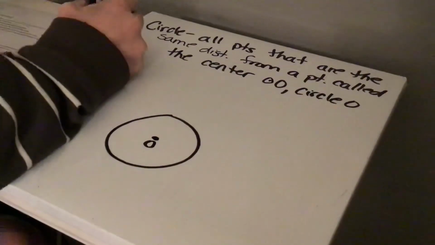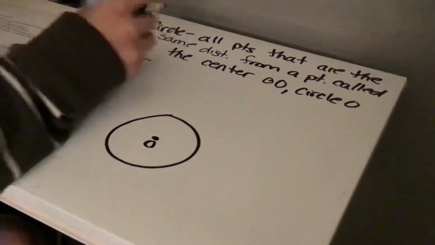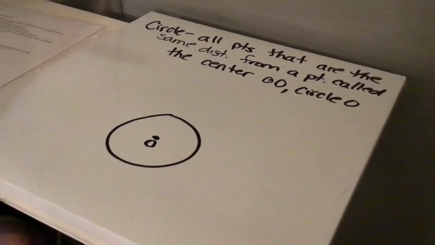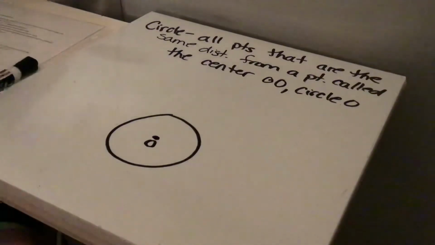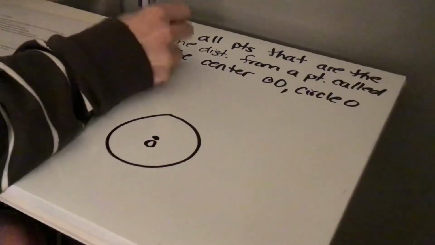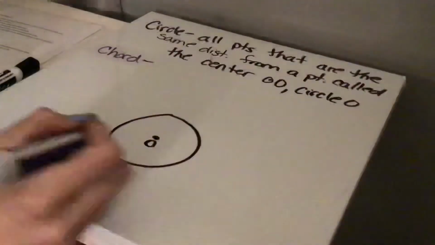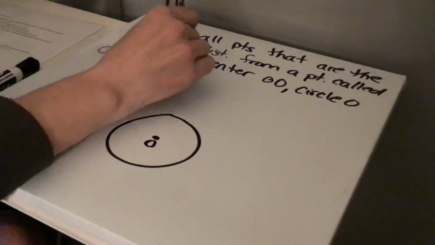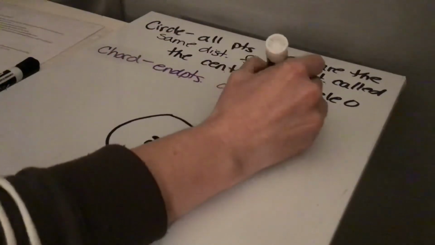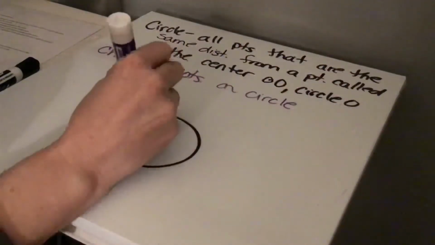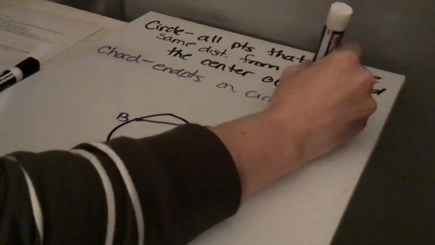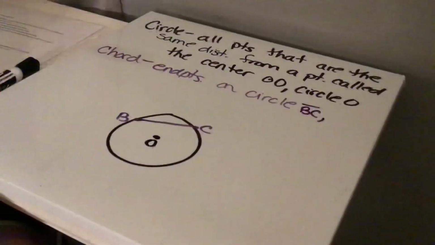You have a chord, and you have a diameter and a radius, okay? So starting with a chord. A chord is a segment with endpoints on the circle. So we can say here that BC is a chord.